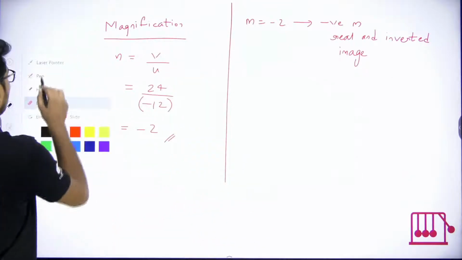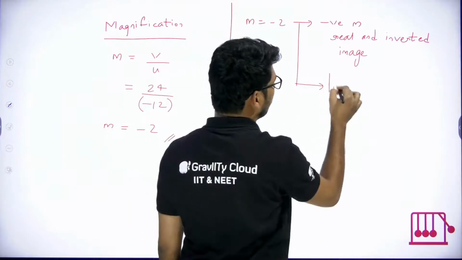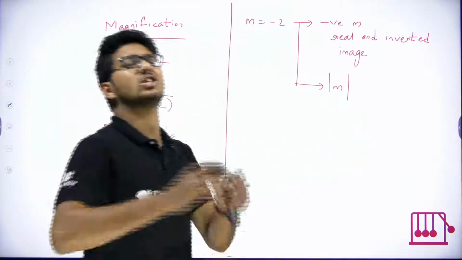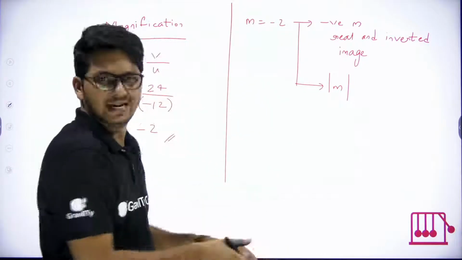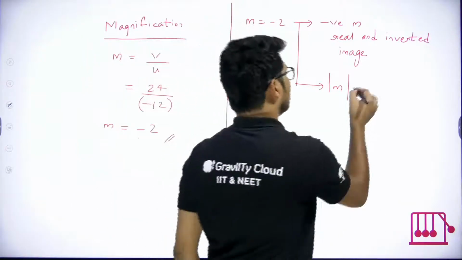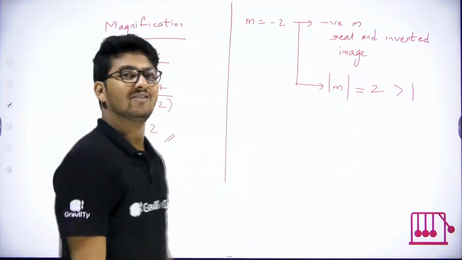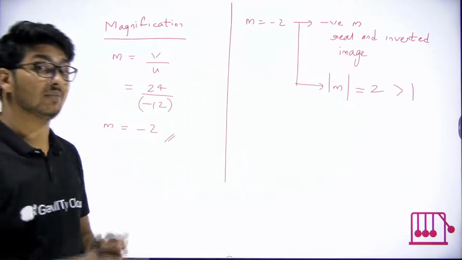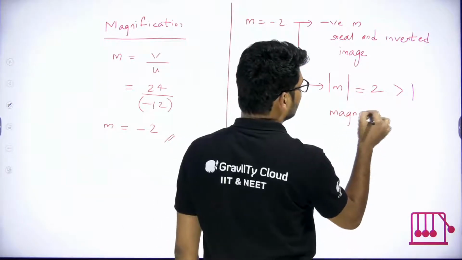Then here you can clearly see that the second point would be the magnitude of magnification. Just the value. How much is the value here? Do not forget about the minus sign. You have to take it as positive. So magnification of minus 2 will be just 2 and it is greater than 1. If it is greater than 1, what does that mean? It means it is a magnified or enlarged image.